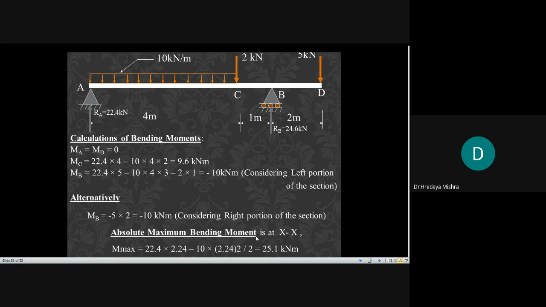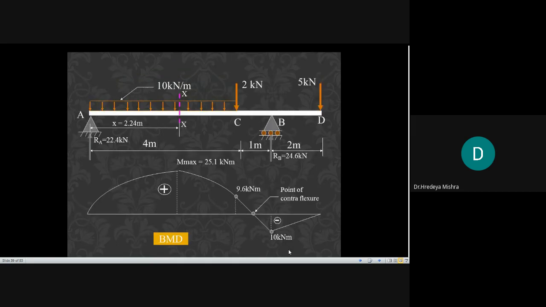Absolute maximum bending moment at the x-axis. So we have to calculate the maximum bending moment. What is the value of bending moment at 2.24? See here, 22.4 into 2.24 minus 10 into 2.24 squared divided by 2. Okay, so we get 25.1 kilonewton meter, and this is the bending moment diagram according to the values we get here.